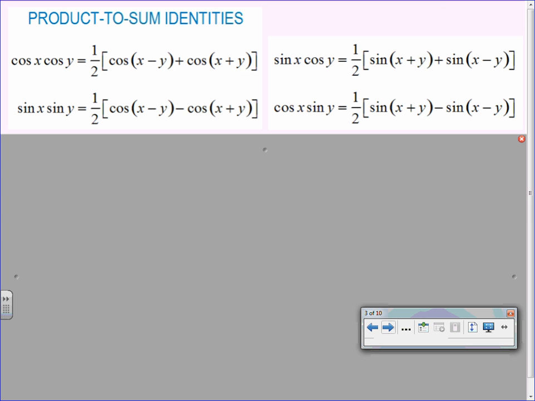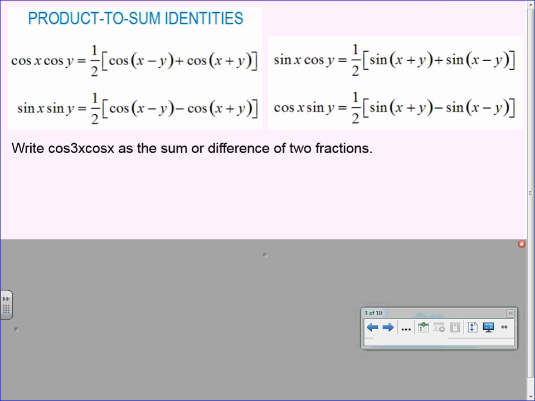Now using product to sum. Again, the identities I put up here are the same ones that are on your sheet. They are used to turn a product into a sum or difference. All right, so I have cosine 3x, cosine x. That's a product, 2 cosines. One's a triple angle, one's a single angle. And I want to write it as a sum or a difference of 2 fractions.